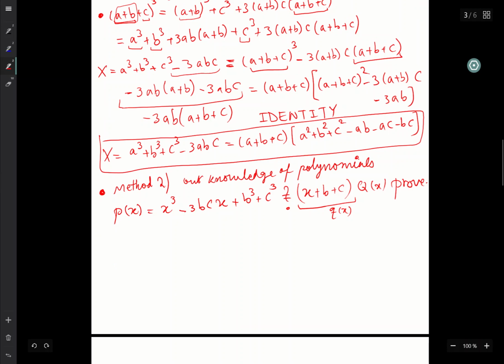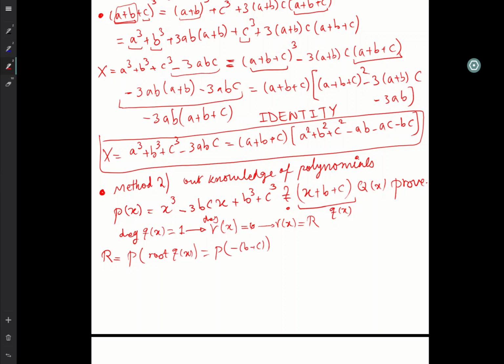Again, the degree of q(x) is 1. Therefore, if there is a remainder, it has to have a degree of 0, right? Therefore, the remainder should be a constant number, and we already know how to calculate this. You evaluate p at the root of q(x), p at minus (b + c), okay?